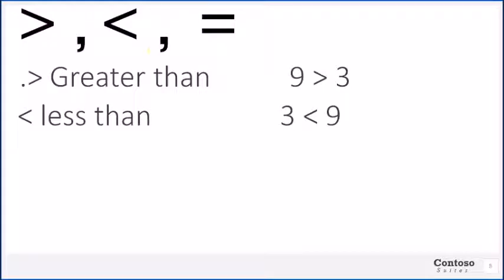Now this symbol stands for less than. We can easily say that 3 is less than 9. So this symbol stands for less than. And the last one, this symbol stands for equal to. So we can say that 3 is equal to 3. We may need the help of these symbols in our next classes. So now let's move forward.